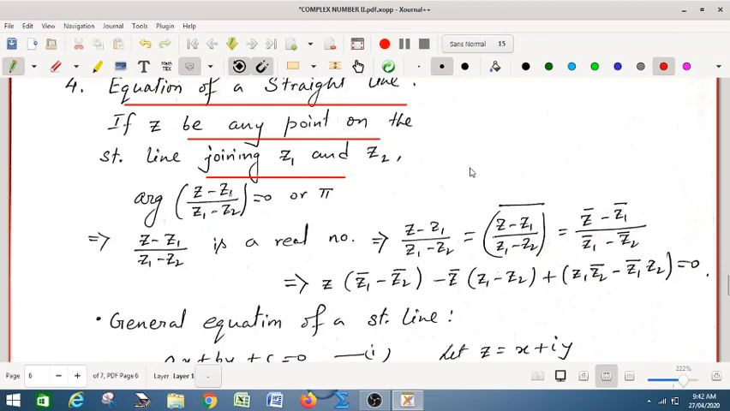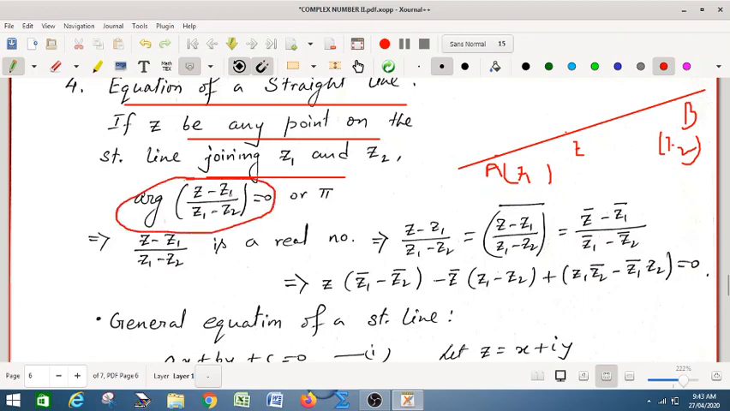Okay. So this is your line, this is your A and this is your B. A is your Z1 and B is your Z2, and Z is any point on the line. Then we can say the argument of (Z minus Z1) by (Z minus Z2) is equal to 0 or pi. From the previous representation, already in the first introduction of this class, we explained this term. So 0 or pi means this ratio is a real number, already explained in the previous section.